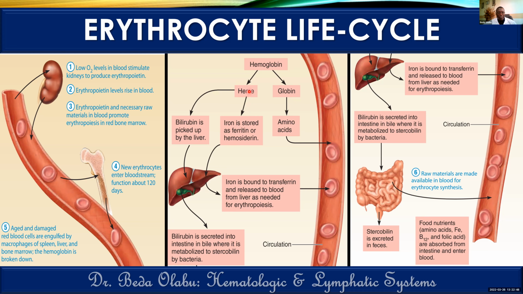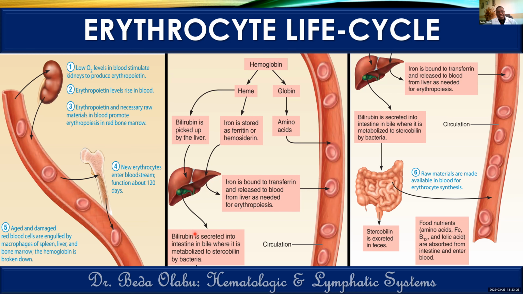The other component of the heme is bilirubin. Bilirubin is also picked up by the liver, and bilirubin is excreted. Bilirubin will be excreted through the biliary system. This is basically passing through the bile ducts, the common bile duct, and even through the gallbladder if it needs to be stored. But basically, bilirubin is excreted through the biliary tree.